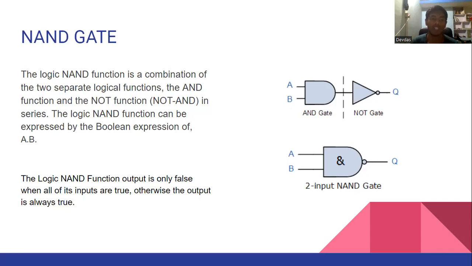The logic NAND function can be expressed by the Boolean expression A dot B, complemented. The logic NAND function output is only false when all of its inputs are true. Otherwise, the output is always true. Instead of taking it in this way, you can take it as I said: do it the AND way and take the complement of the output. And this is the diagram for the NAND gate.